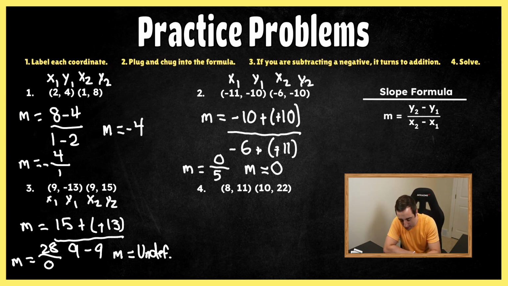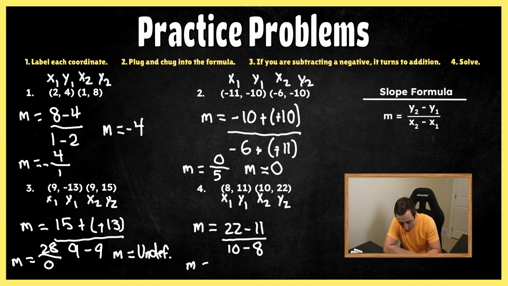And then finally, onto the very last one. Hopefully you are 3 for 3 as of right now. And then we label them, we plug it into the slope formula, y2 minus y1, that's going to be 22 minus 11, all over 10 minus 8. We get m equals 22 minus 11 is 11, 10 minus 8 is 2. 11 and 2 are not divisible by anything besides 1, so we're going to leave it as an improper fraction.